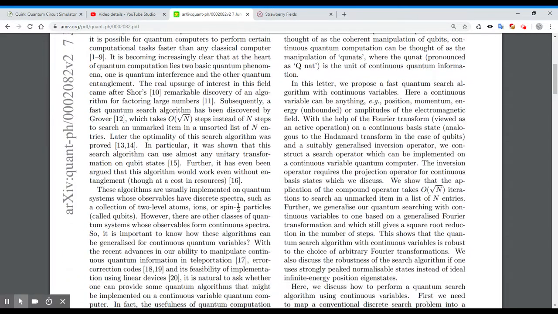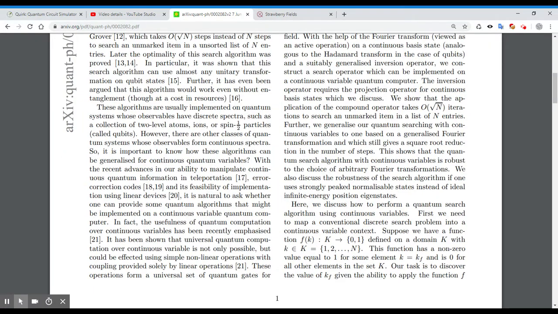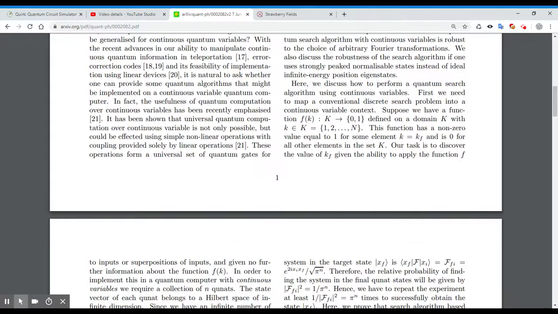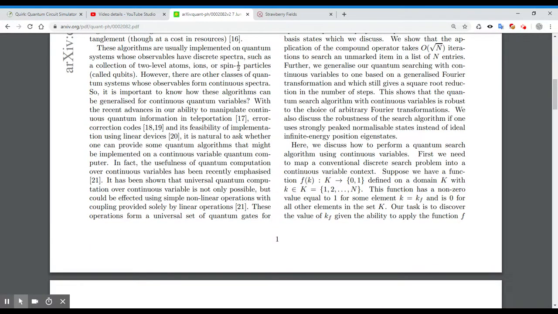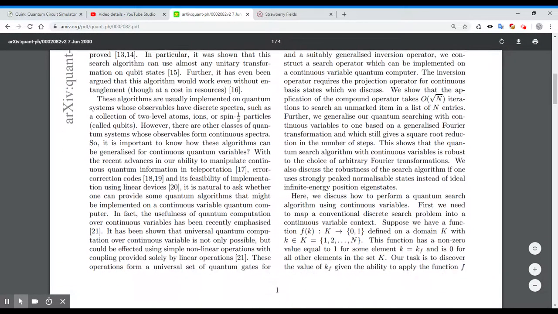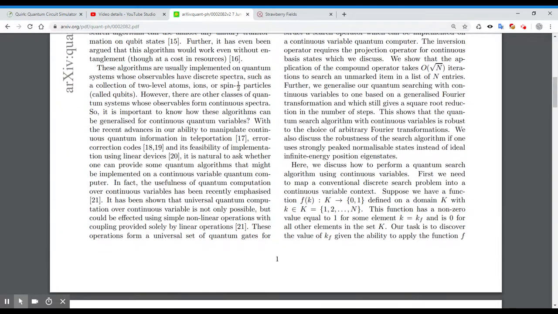This paper will propose a fast quantum search algorithm with continuous variables. Here, continuous variable can be anything: position, momentum, energy. I feel like I went through this. I think actually, yeah, when I did the quick read, or not, I don't know. It feels like I went through this. So let me get some brightness on my screen here. Yeah, I feel like I've read through that introduction quickly.